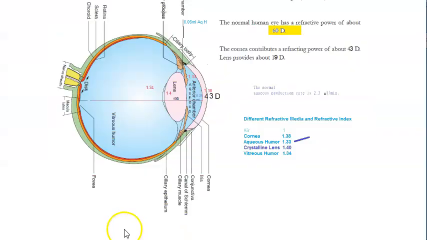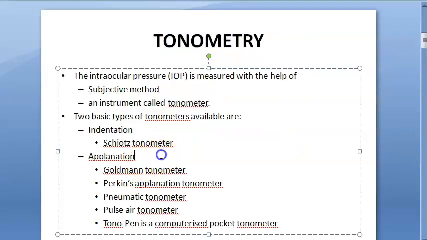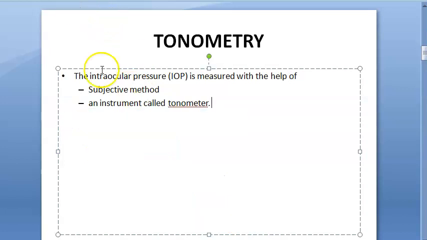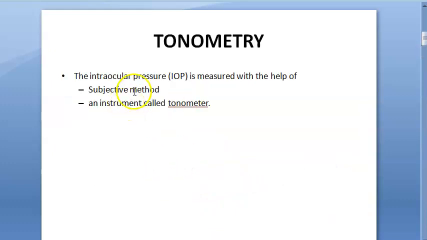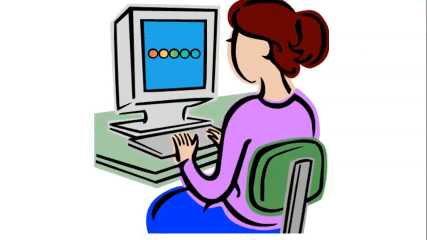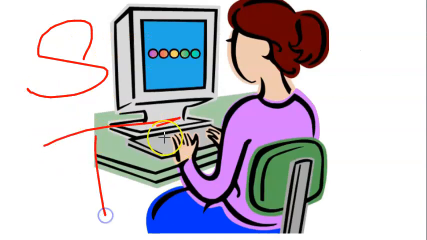Now how will you measure intraocular pressure, guys? Somebody is there in front of you and you have to measure this intraocular pressure. There are many ways, guys. So basically you have a subjective method or you can use an instrument. If you use an instrument, you have indentation instruments and applanation instruments. Indentation actually measures the depth, okay, and applanation measures the force required. We'll tell you all that, but anyways, understand: how will you measure intraocular pressure? By subjective method you can do, or you can use an instrument called a tonometer.